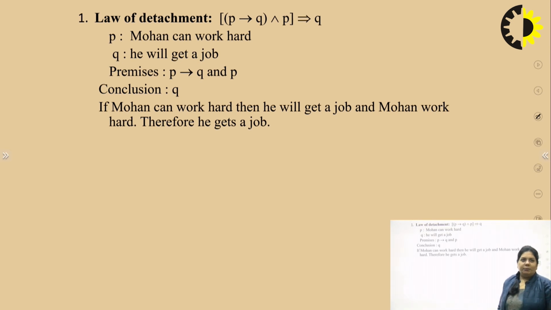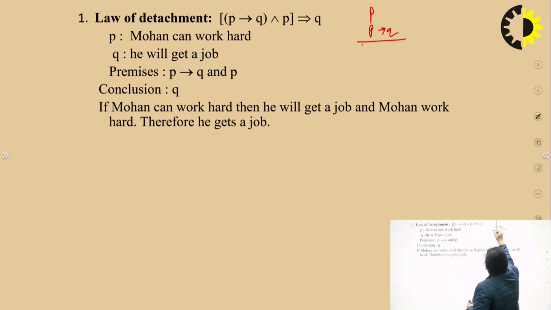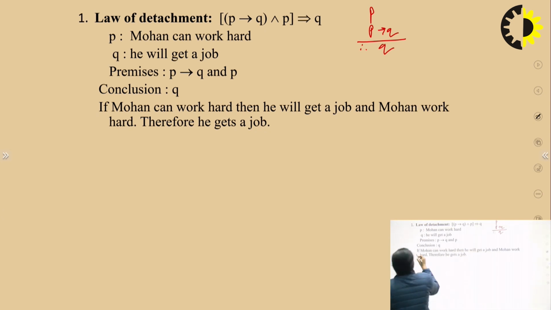We are having an example of law of detachment. What was the law of detachment? We are having P and then P conditional Q. Then therefore, we will reach to the conclusion Q. So we are having a first premise here. This is also a premise here. And this is also a premise here. So we are having one premise stating P stands for Mohan can work hard. And second, Q premises he will get a job. Then premises P conditional Q and P we are having, and we have to draw the conclusion Q.